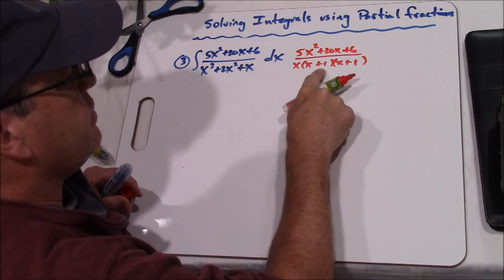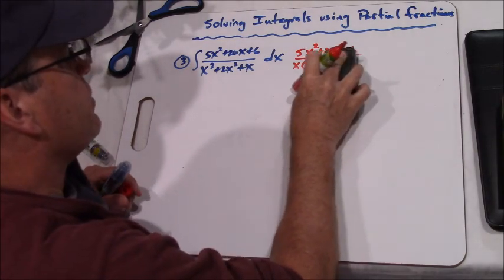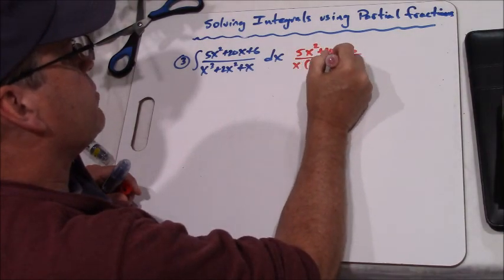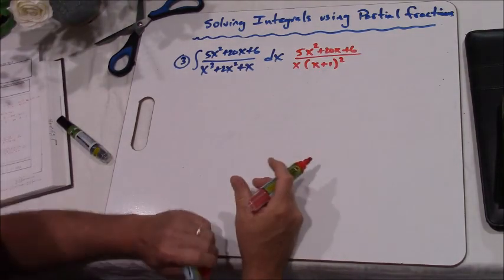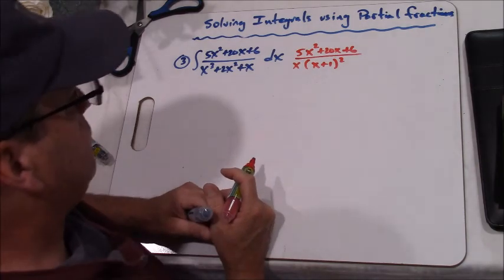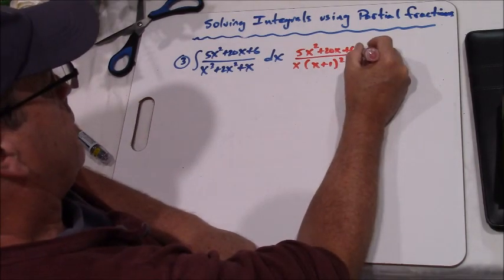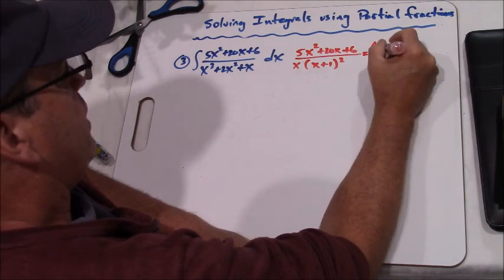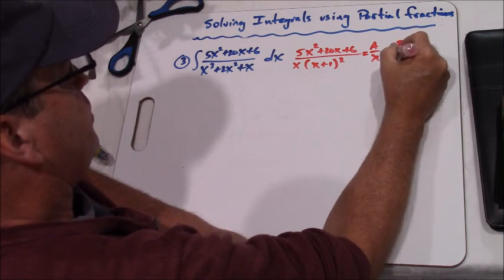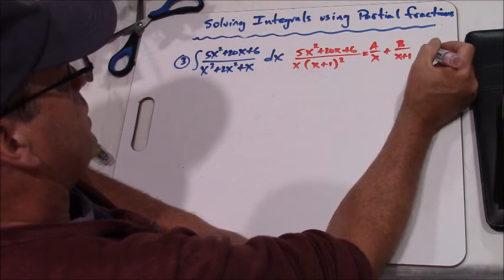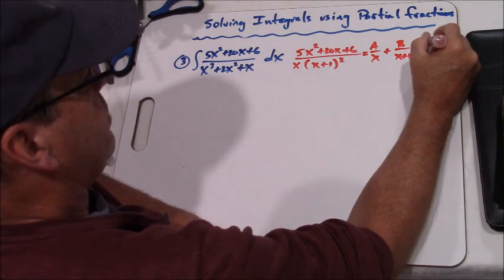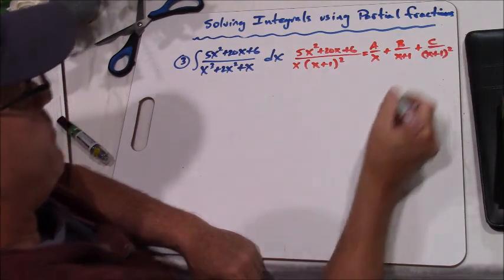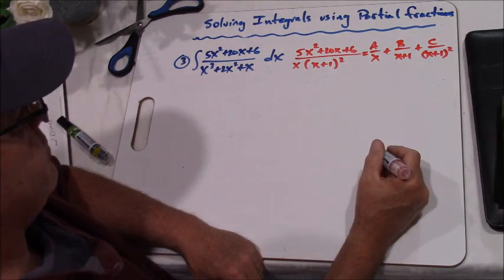And because we got the same factor twice, I should probably write this as x plus 1 squared. So now we're going to have to use our second rule for this. So my first fraction is going to be a over x. My next one will be b over x plus 1. And my third fraction will be c over x plus 1 squared.